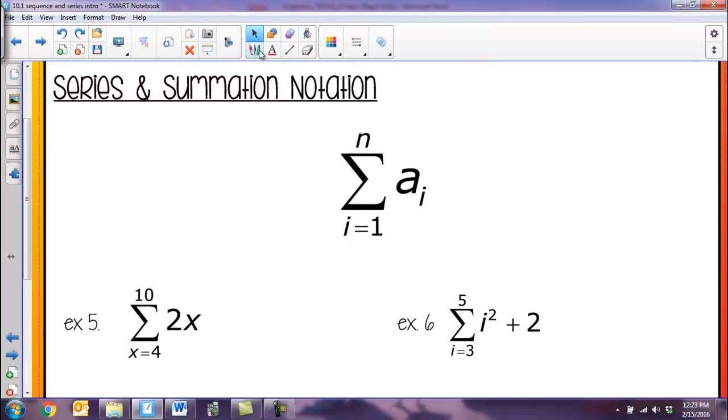So a sequence is actually listing out your terms. A series is just adding them up.